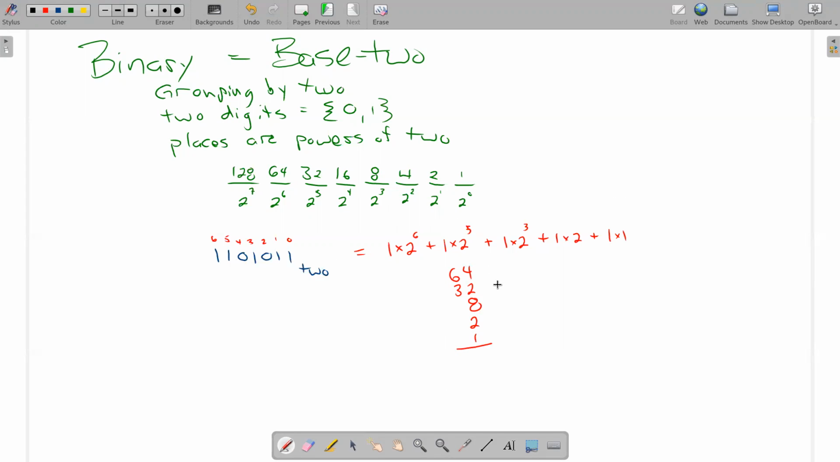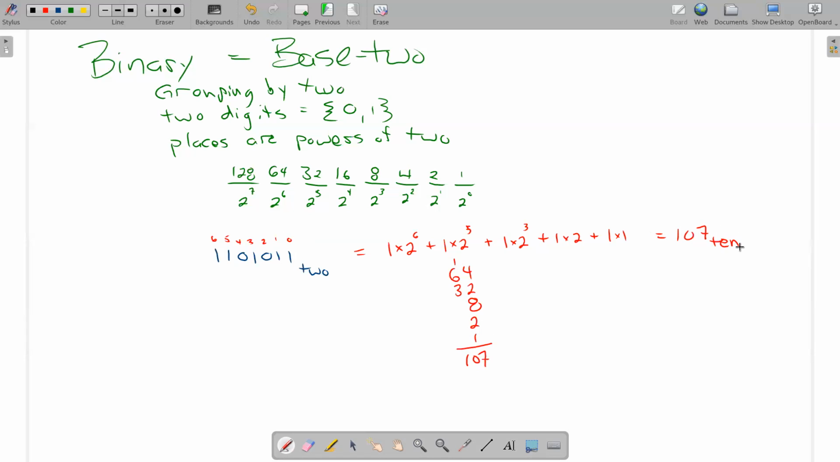What is that up to? We get 2 and 8 is 10, 14, 15, 16, 17. Carry the 1, 6, 7, 8, 9, 10. So it looks like this number right here I wrote down in base 2 is the same as 107 in base 10. We'll go the other way to double check that.